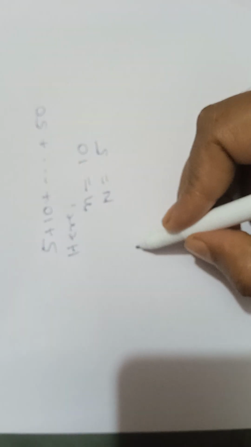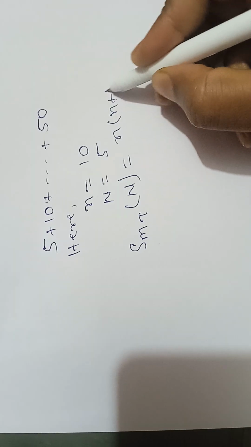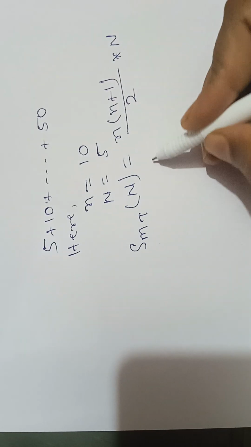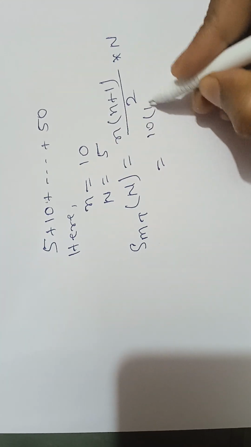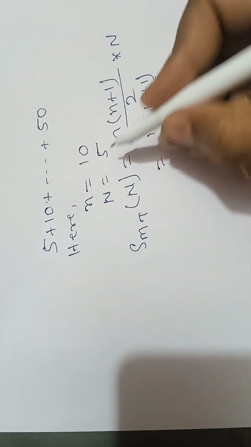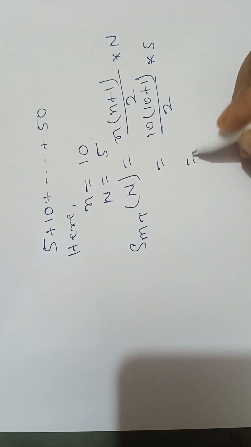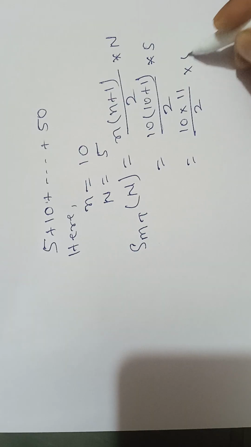So how to find this? By using a mathematical formulation. SMT of capital N equals small n into small n plus 1 divided by 2 into capital N. Here small n equals 10. This means 10 into 10 plus 1 divided by 2 into capital N, whose value is 5. Multiplying this, it equals 10 into 11 divided by 2 into 5.